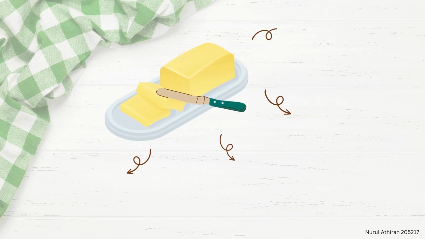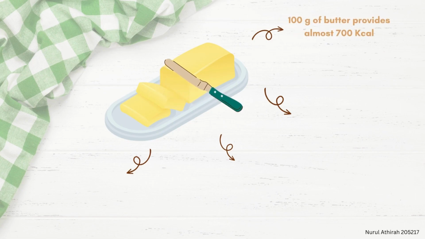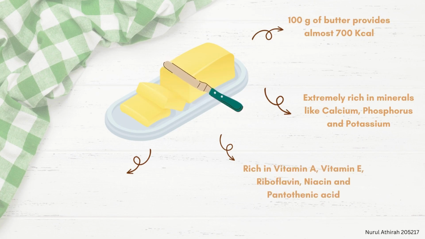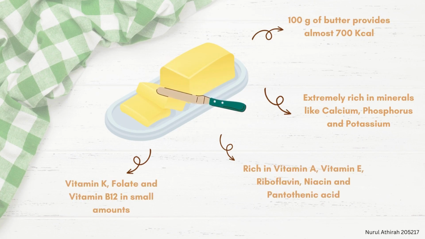Butter is considered a high-calorie food, as 100 grams of butter provides almost 700 kilocalories. Butter is extremely rich in minerals like calcium, phosphorus, and potassium. It has a good amount of sodium and small amounts of fluoride, selenium, zinc, and magnesium.